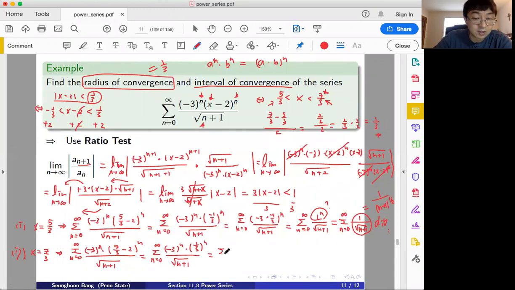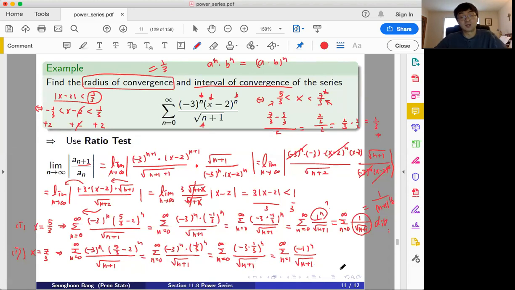So this is the summation n equals 0 to infinity. We can combine: negative 3 times 1/3 to the power n over the square root of n plus 1. So what's that? Summation, the top one is minus 1 to the power n over the square root of n plus 1. So is this series convergent or divergent? What do you think? The series is convergent. Yes, convergent.